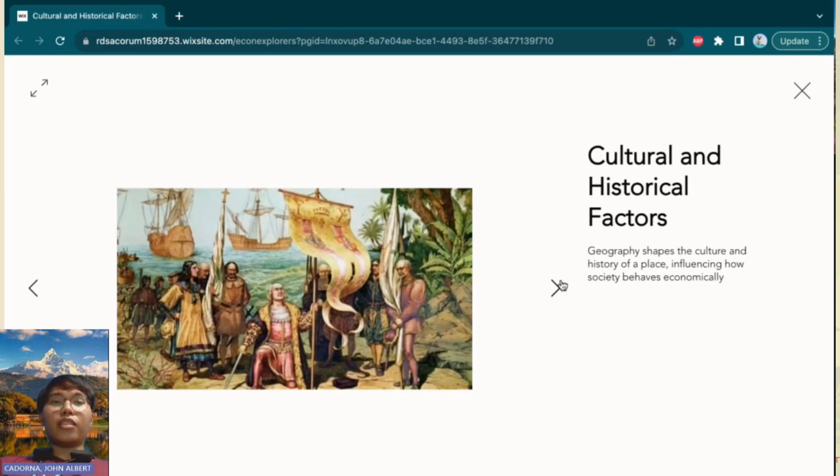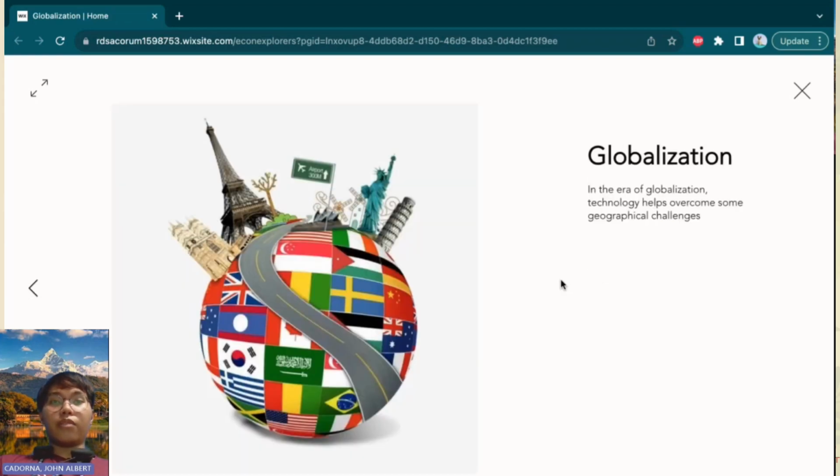And lastly, globalization. All in all, geography is like a stage for economic development, while it offers opportunities through resources and trade. It also brings challenges like environmental issues. Understanding these dynamics is key to creating effective strategies for sustainable economic growth.